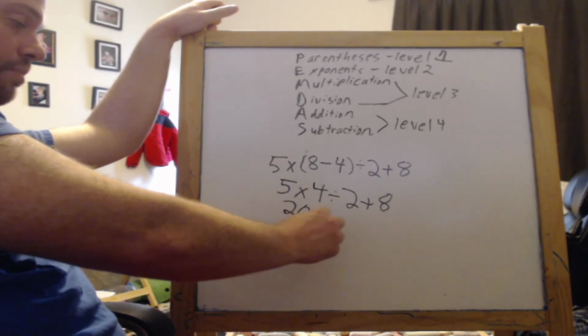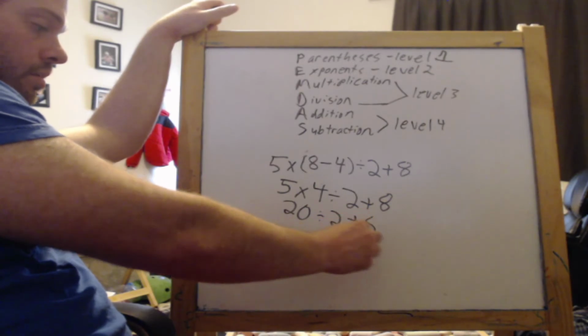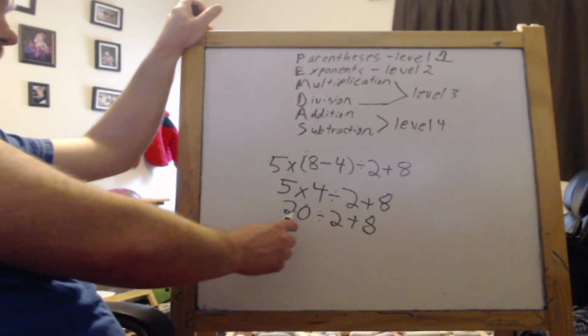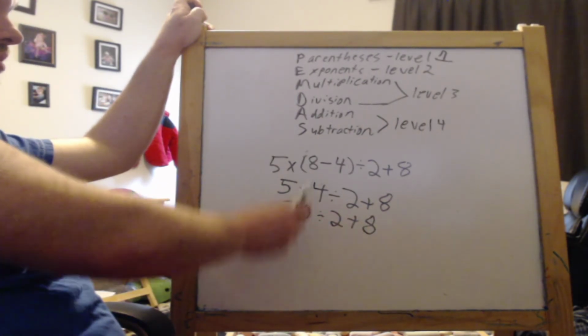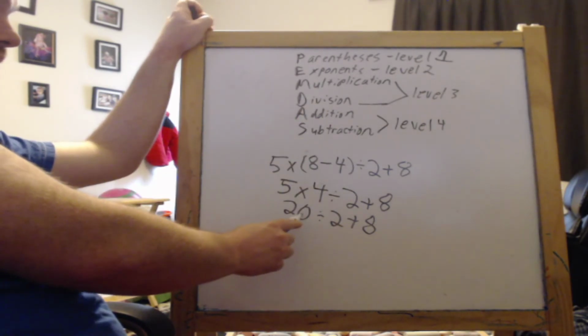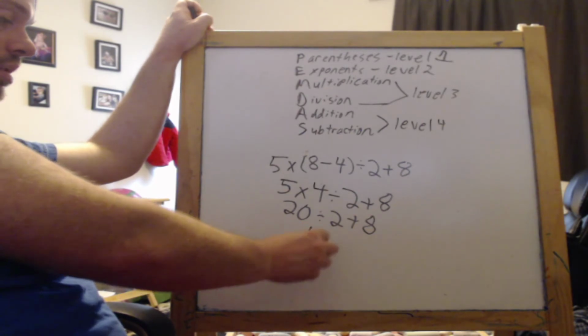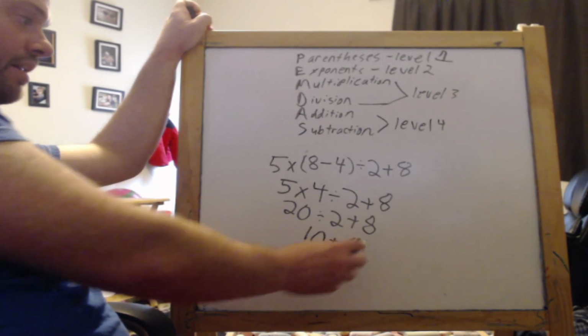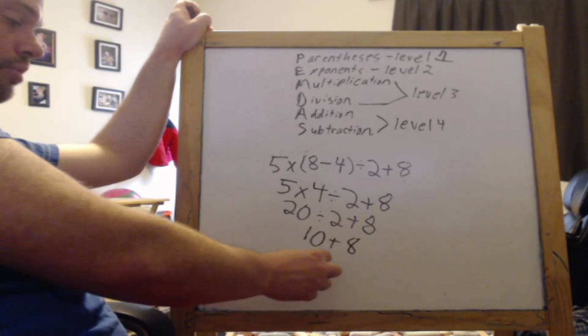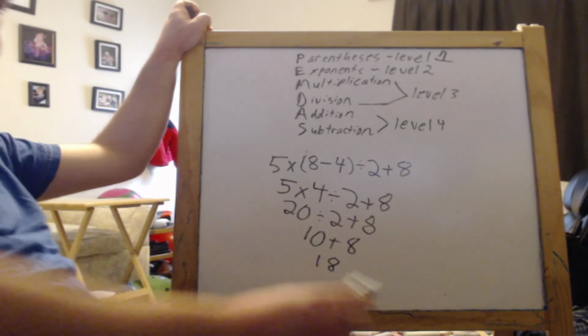And then we can keep this. Okay? Now we're doing the division, right, from left to right, or multiplication and division from left to right. 20 divided by 2 equals 10 plus 8. Then we're just doing addition and subtraction, and this equals 18.